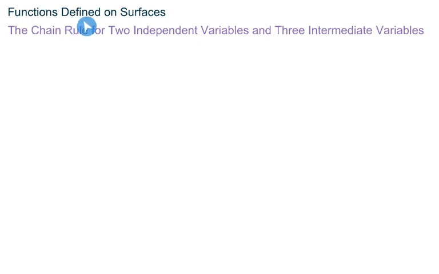We're going to talk about functions defined on surfaces and how we would use the chain rule for two independent variables, but also three intermediate variables. And you're like, whoa, Miss Stein, that's a lot of variables. Calm down. All right, so let's try and visualize what we're talking about here.